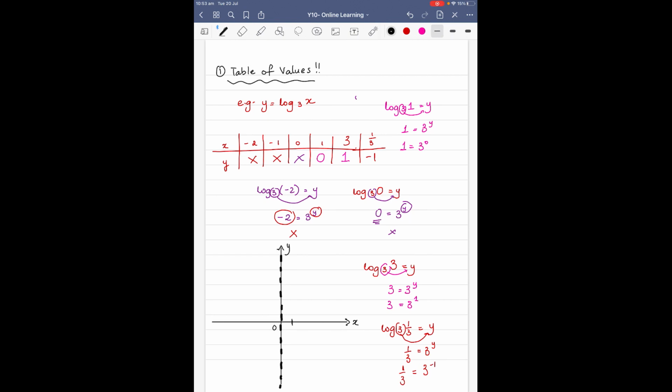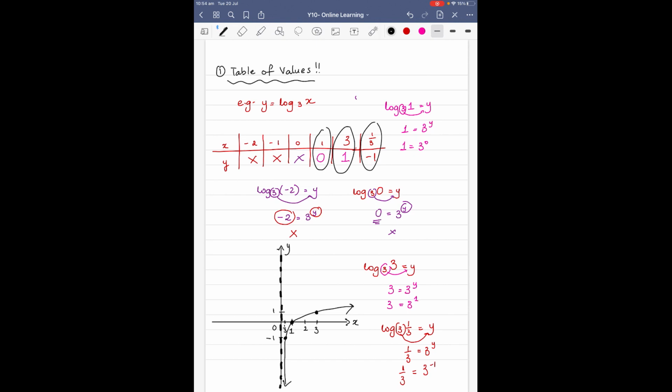Okay, we have the first point, 1, 0. So your x is 1, your y value is 0. Your next one, when x is 3, your y value is 1. And then when x is 1 over 3, your y value is negative 1. Since we have nice 3 dots, we can connect them. Draw as neatly as possible. And there is your logarithmic graph.